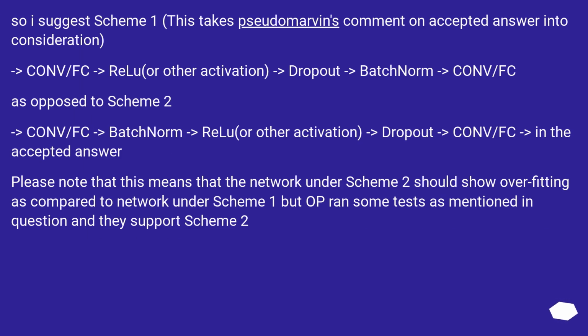So I suggest scheme 1. This takes pseudo-Marvin's comment on the accepted answer into consideration: conv/FC, ReLU or other activation, dropout, batch norm, conv/FC. As opposed to scheme 2, in the accepted answer: conv/FC, batch norm, ReLU or other activation, dropout, conv/FC. Please note that this means that the network under scheme 2 should show overfitting as compared to the network under scheme 1, but OP ran some tests as mentioned in the question and they support scheme 2.